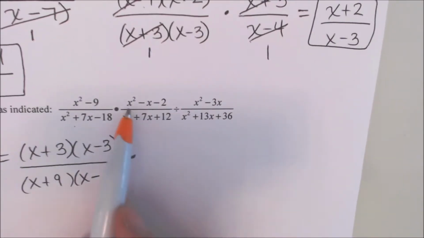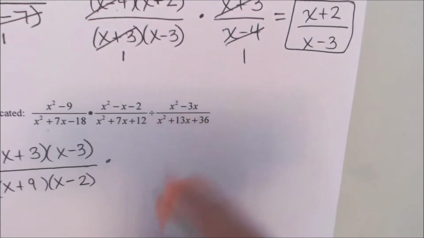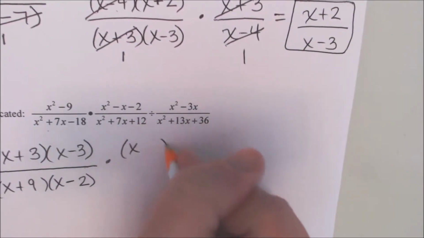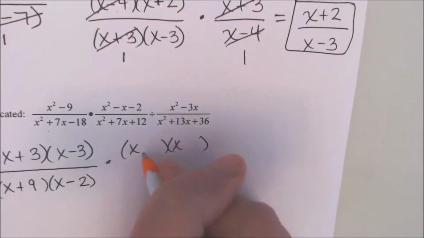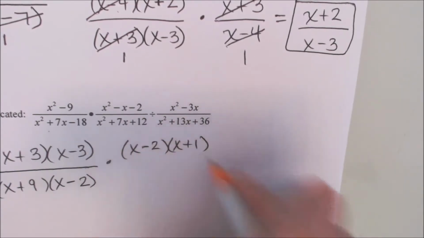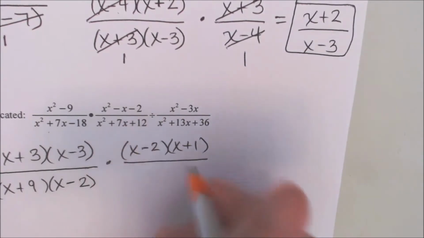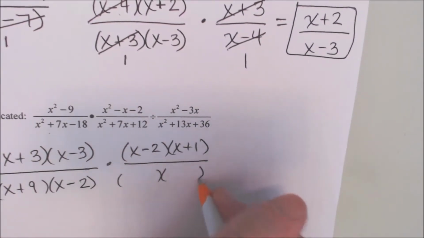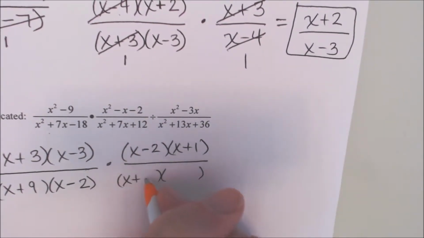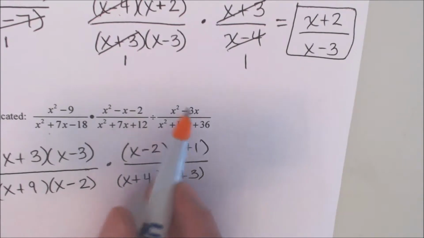Times the next expression, x squared minus x minus 2, that'll factor into two binomials again. So that'll give us x minus 2 and x plus 1. The denominator, x squared plus 7x plus 12, will also factor into two binomials, x plus 4, I believe, and x plus 3.